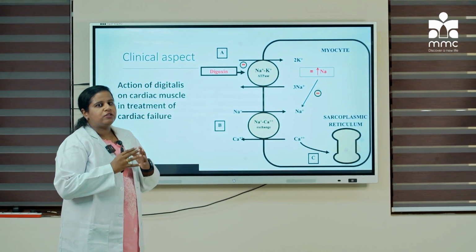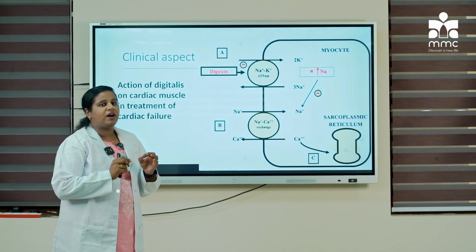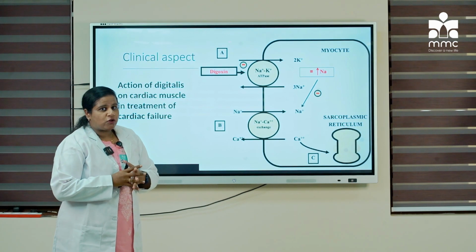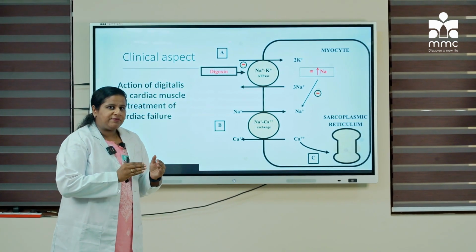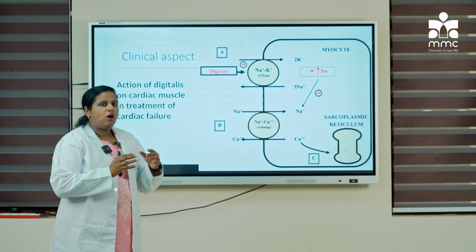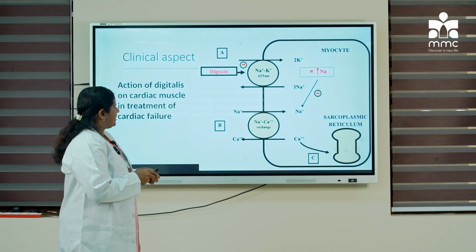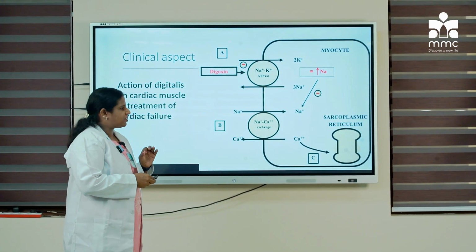So here the sodium-potassium pump is the main target in the treatment of cardiac failure. See, there is a drug called digoxin. So this digoxin is a cardiac glycoside which actually binds to the ouabain binding site that we saw earlier. It binds to the ouabain binding site, and what it does is it will inhibit the sodium-potassium pump.